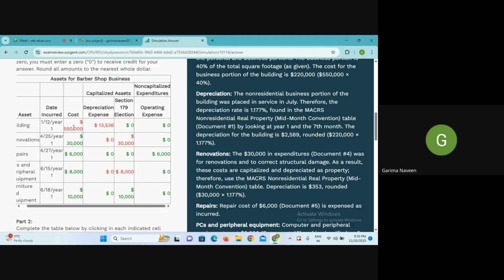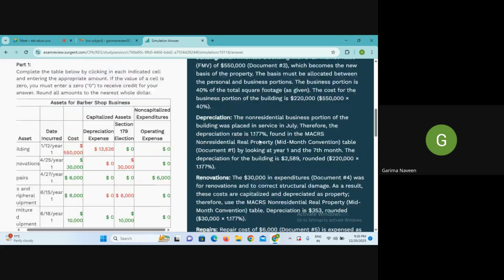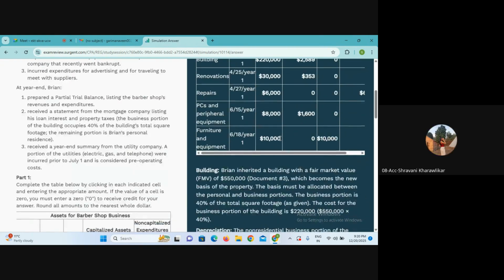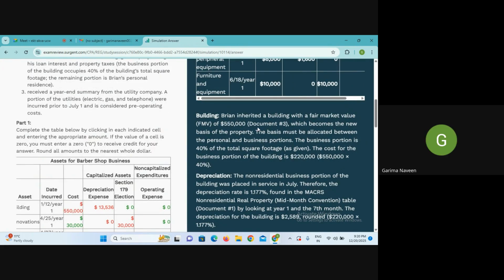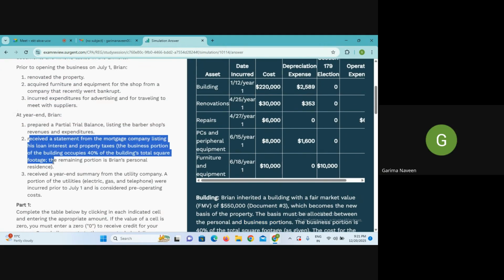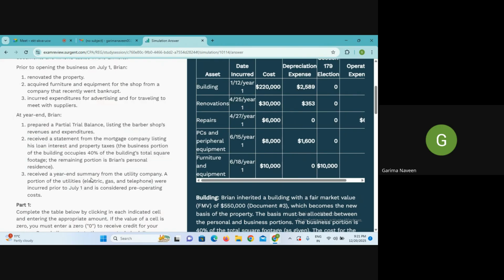Okay, so the building cost we put was 515, and here how much is it? 220. Okay, but why have they taken 220? Inheriting fair value is the basis when we allocated between personal and, okay, sorry, 40%. You forgot to read that 40% of the building is used for business purposes and the rest of the portion they are using for personal residence.